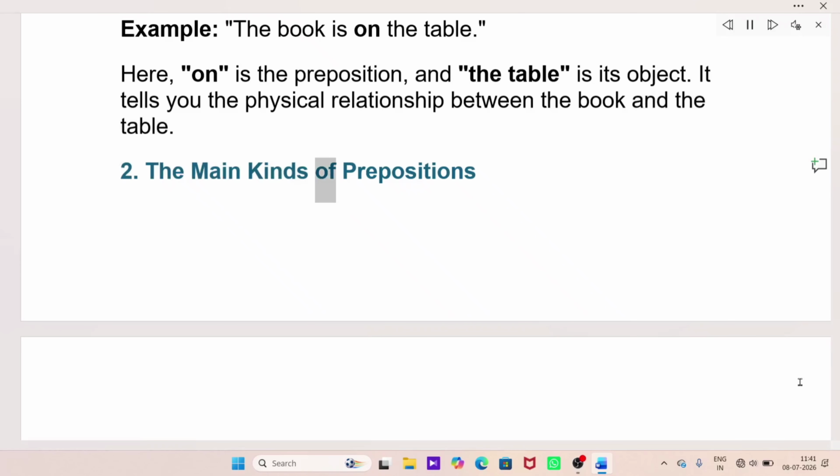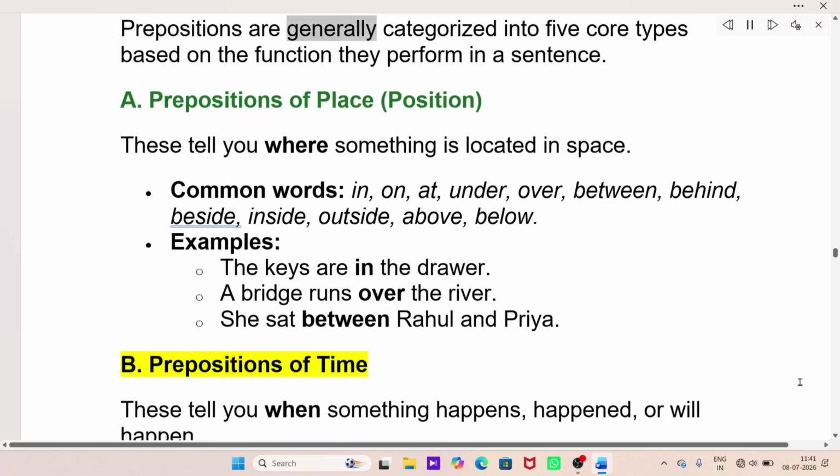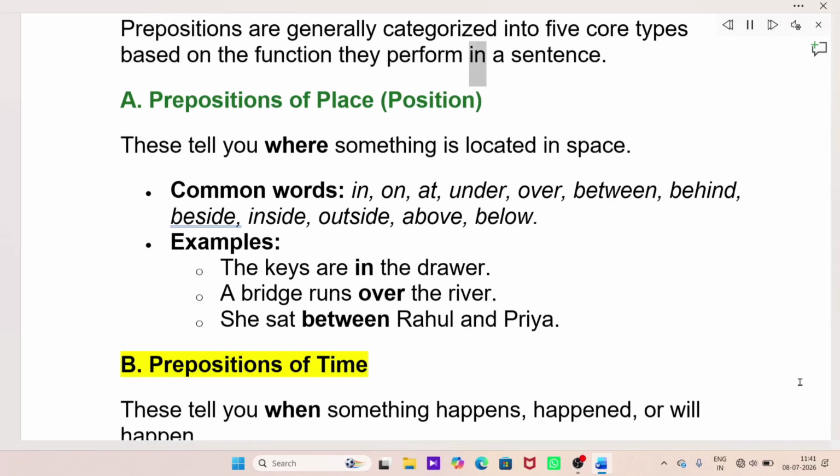2. The main kinds of prepositions. Prepositions are generally categorized into 5 core types based on the function they perform in a sentence. A. Prepositions of place, position. These tell you where something is located in space. Common words: in, on, at, under, over, between, behind, beside, inside, outside, above, below.